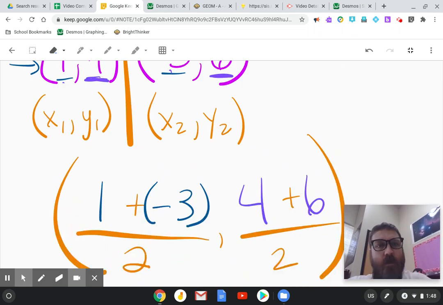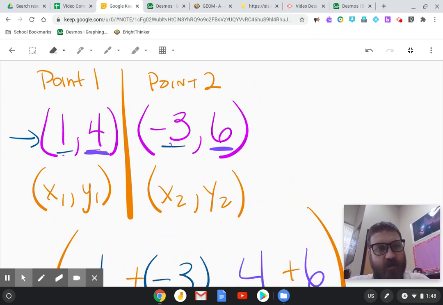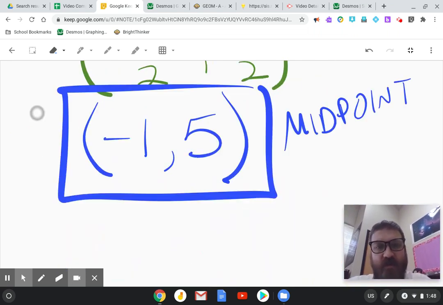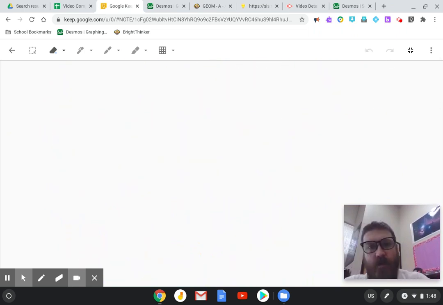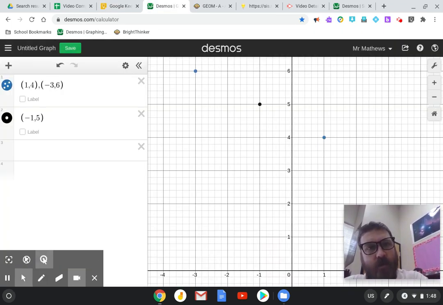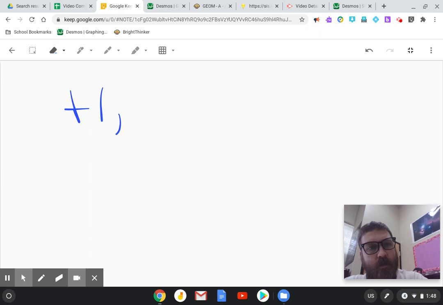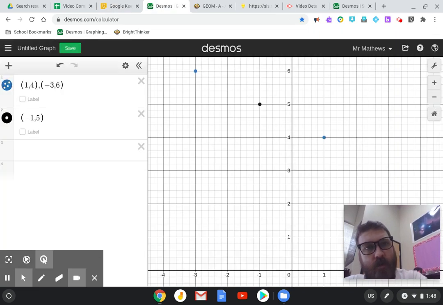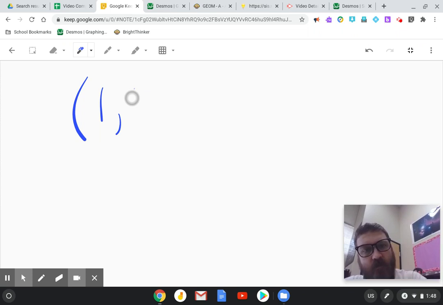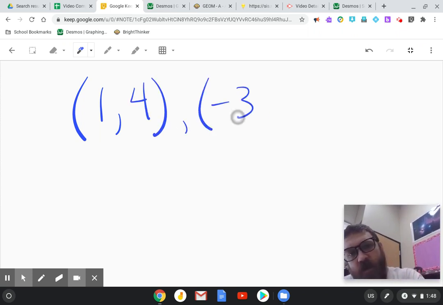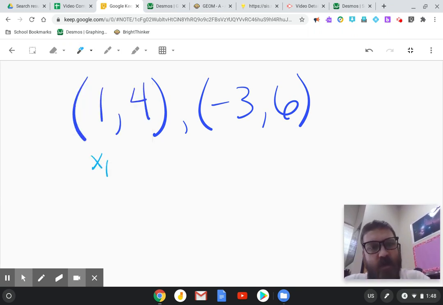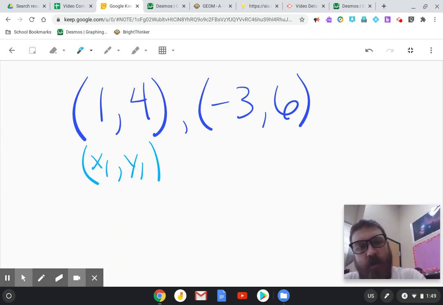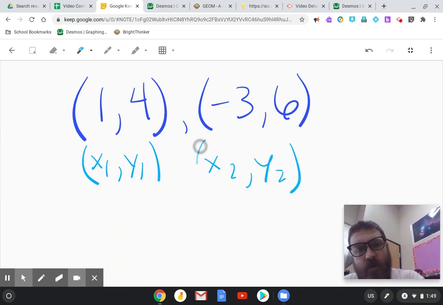So let's go back and let's do these points again, but let's find out what the distance is between these 2 points. Start a new drawing. Again, my points are negative 1, 4, and negative 3, 6. Again, this is x1, y1, x2, y2.